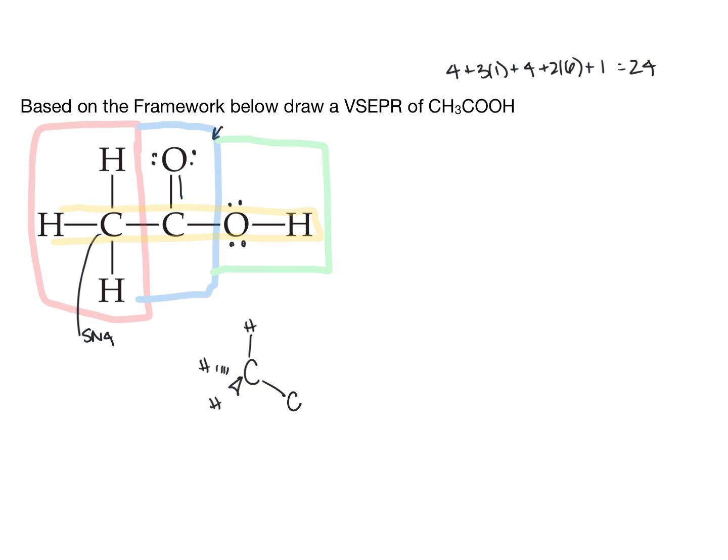So let's look at the carbon in the blue box. This has a steric number of 3. A steric number of 3 has 120-degree bond angles. So they look like this. And it doesn't matter which one is the oxygen, I'm going to put the double bond going down. It doesn't matter which one you choose.